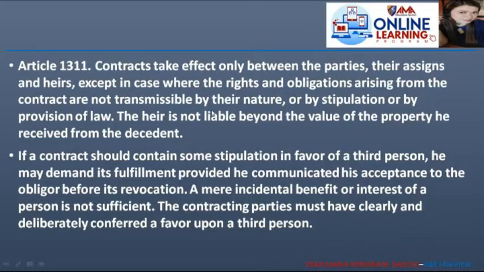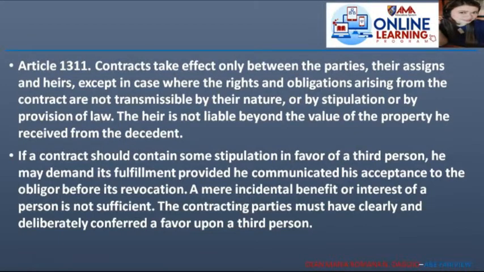Contracts may take effect only between the parties, their assigns and heirs, except in case where the rights and obligations arising from the contract are not transmissible by their nature, or by stipulation, or by provision of law. Okay, may mga kadalasan class by general rule no, napapamana no ng yumao ang rights and obligations niya sa kanyang tagapagmana no sa mga heirs niya.